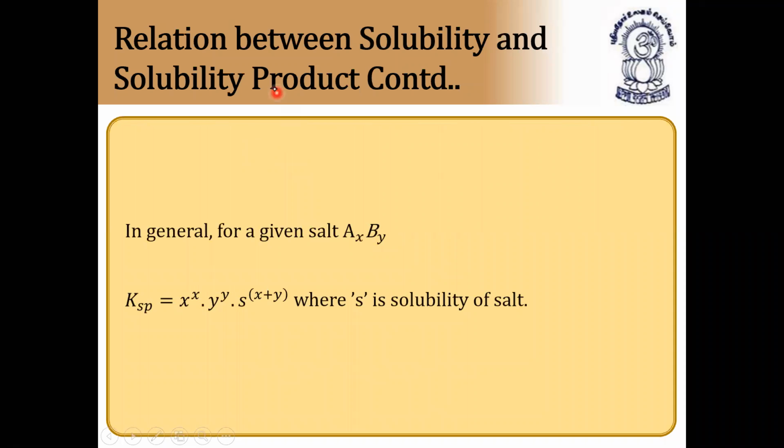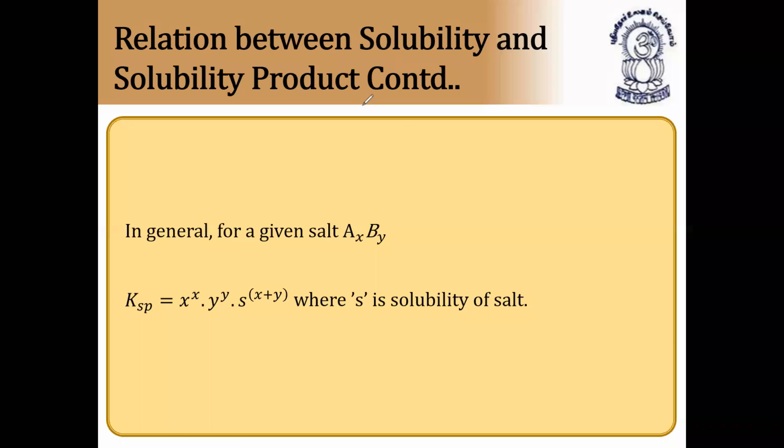Relation between solubility and solubility product, continuation. In general, for a given type of salt AxBy, KSP is equal to x power x into y power y into solubility S to the power x plus y, where S is called the solubility of the salt. This is the integrated equation. Even this they will ask in the examination. So please note it down. This is very, very important. This is the general form of writing solubility product.